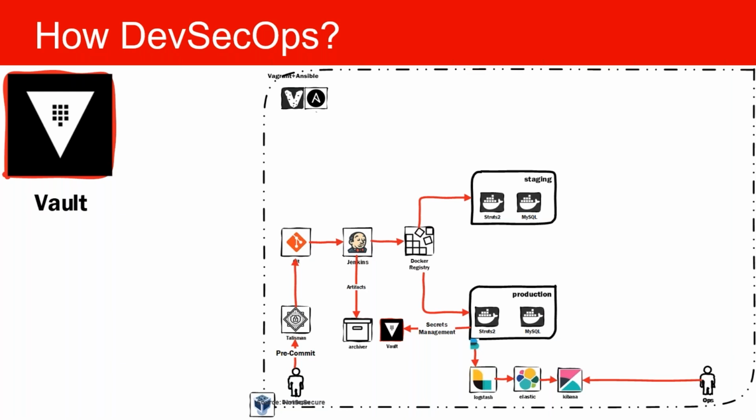Now, when Jenkins builds your code and deploys it into your staging or the production environment, when the application is running in the staging or the production environment, the application will use that token to fetch the credentials from the Vault server or your secrets management server. And one such tool to help us do this is HashiCorp's Vault.